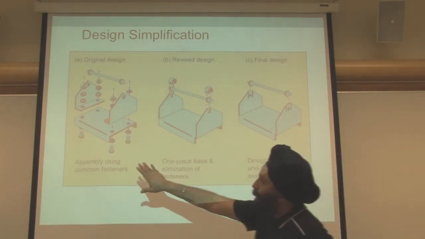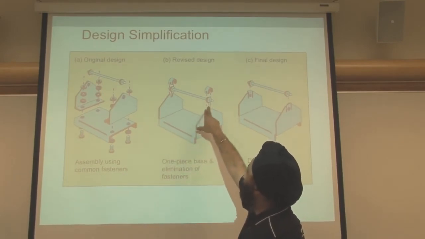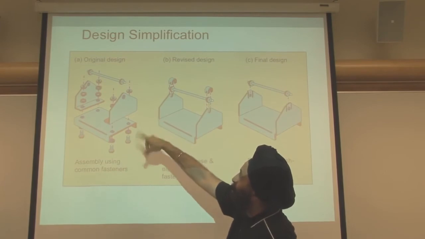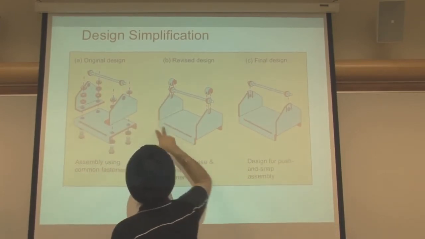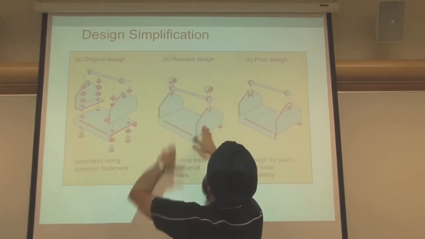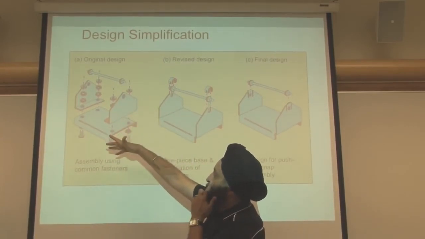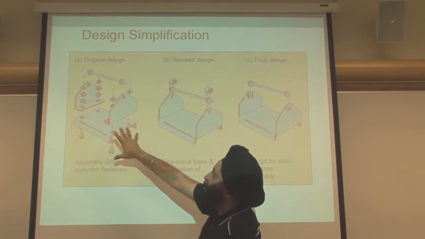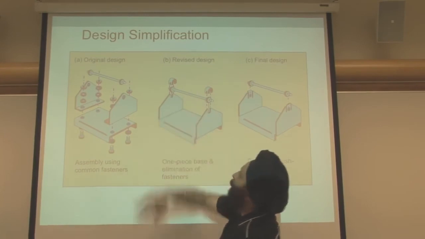So the revised design is a one piece base and elimination of fasteners. So you can see all the nuts and bolts are gone. And so this is not three pieces, but now just one piece, which is just kind of folded over. So from a multitude, you have over about 20 different parts over here. Now you're down to 1, 2, 3, 4 parts.